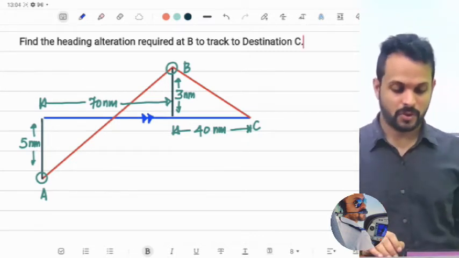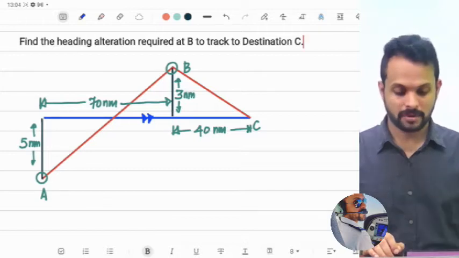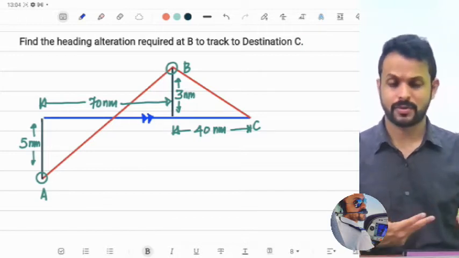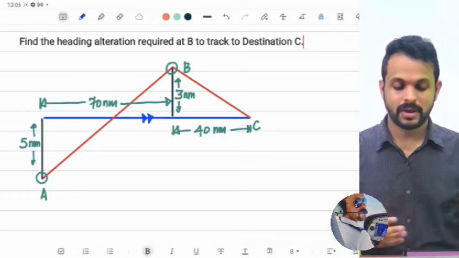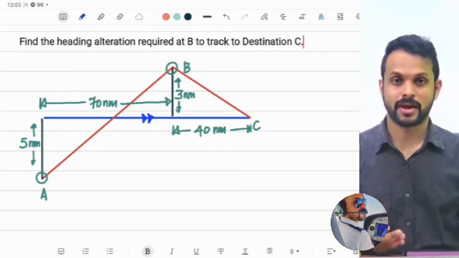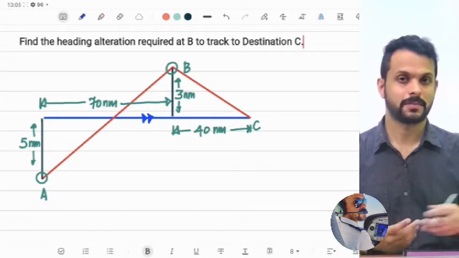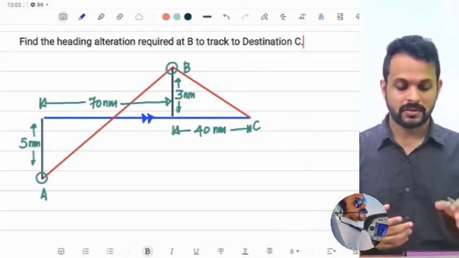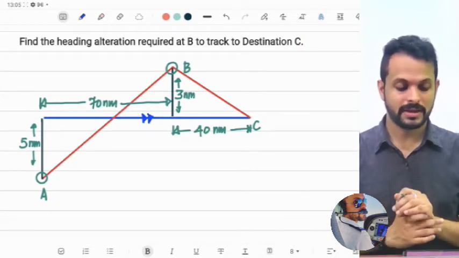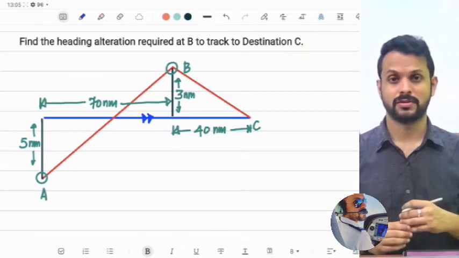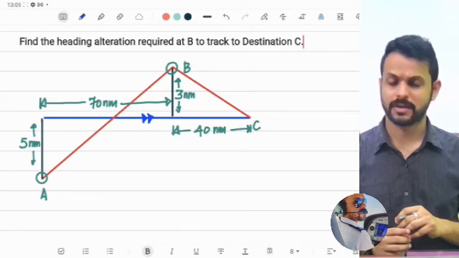All right, so you can see a figure here, and you can see the blue line and the red line. The blue line is the planned track of the aircraft, and the red line is the actual track flown by the aircraft, which is more like track made good. The question is, find the heading alteration required at B to track to destination C. All right, very interesting question.